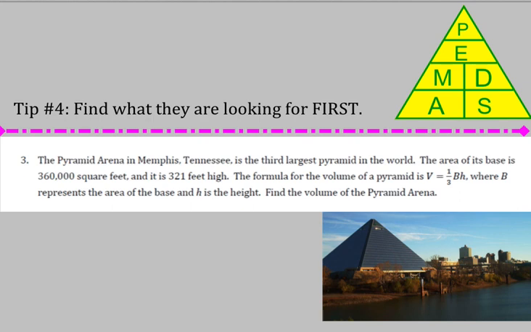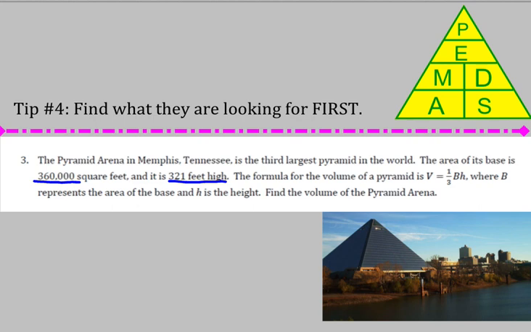Okay, getting into some word problems here, just some simple ones where you basically plug it into your calculator and get an answer. The Pyramid Arena in Memphis, Tennessee is the 3rd largest pyramid in the world. The area of its base is 360,000 square feet, and it is 321 feet high. Those are the two dimensions that we need for this formula.